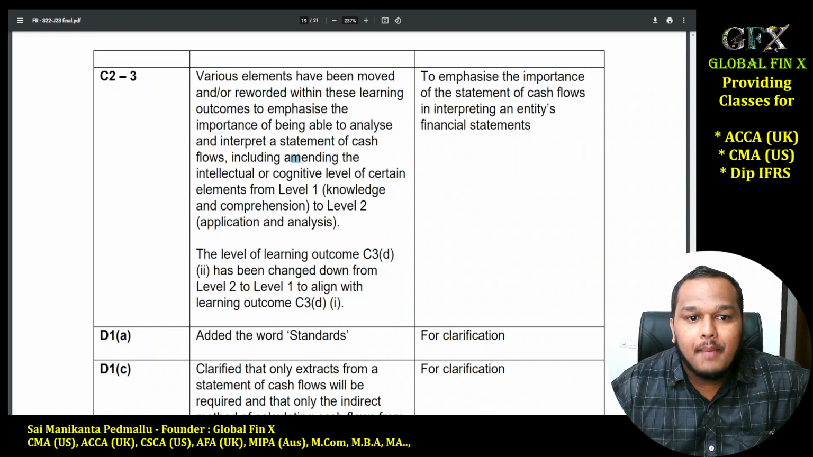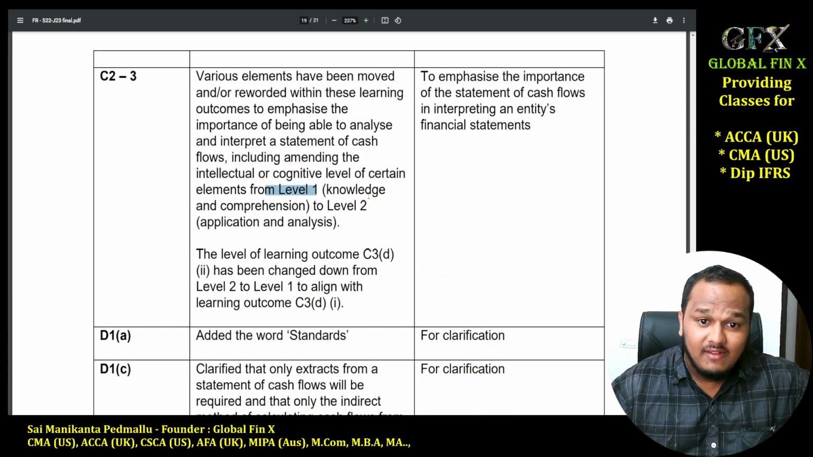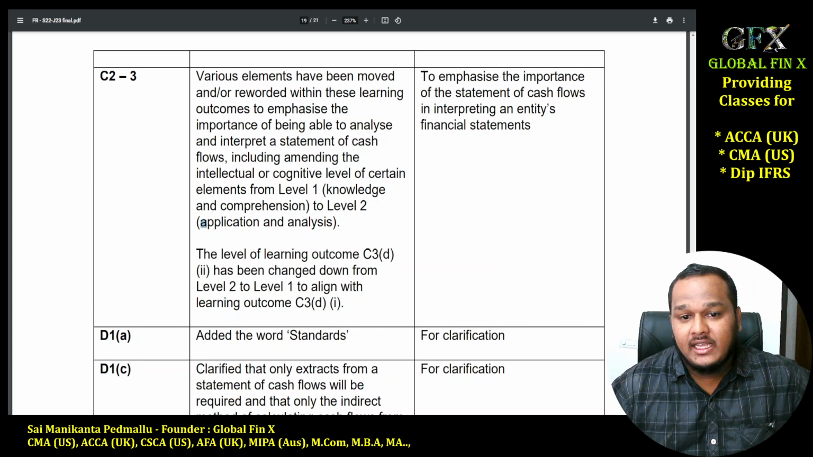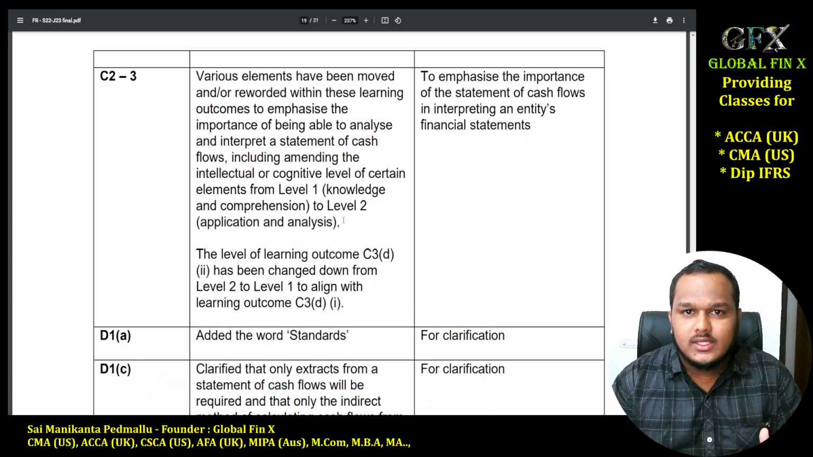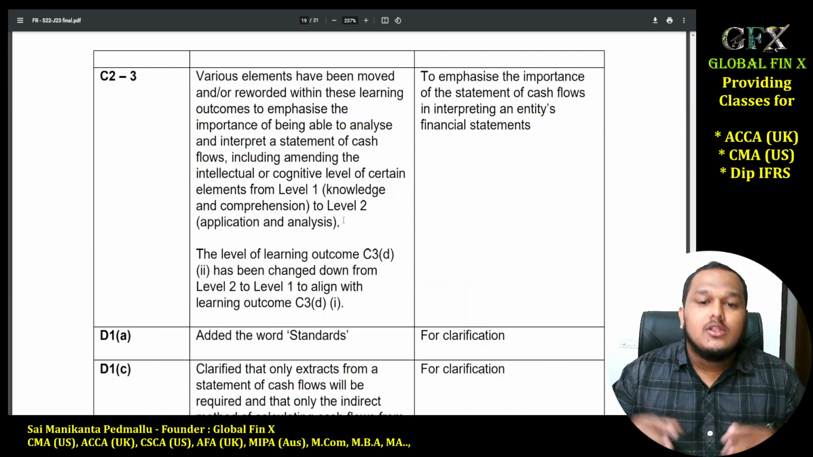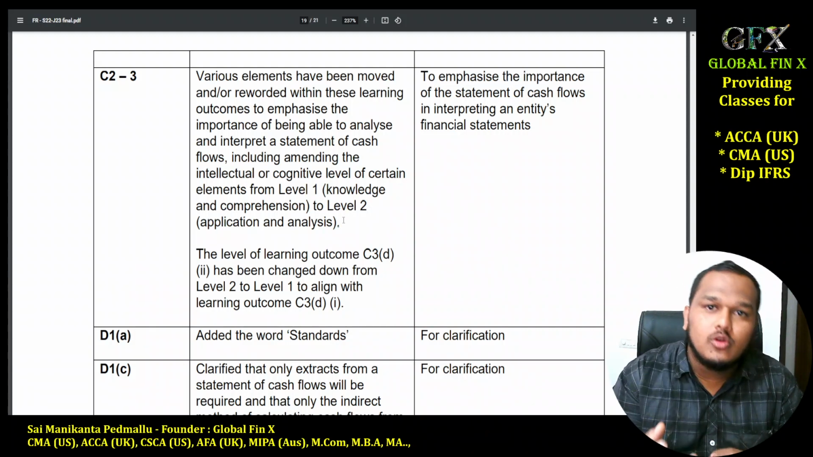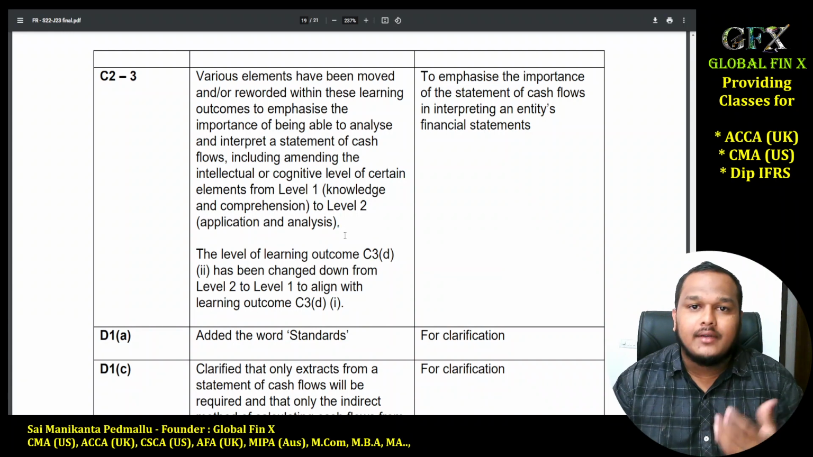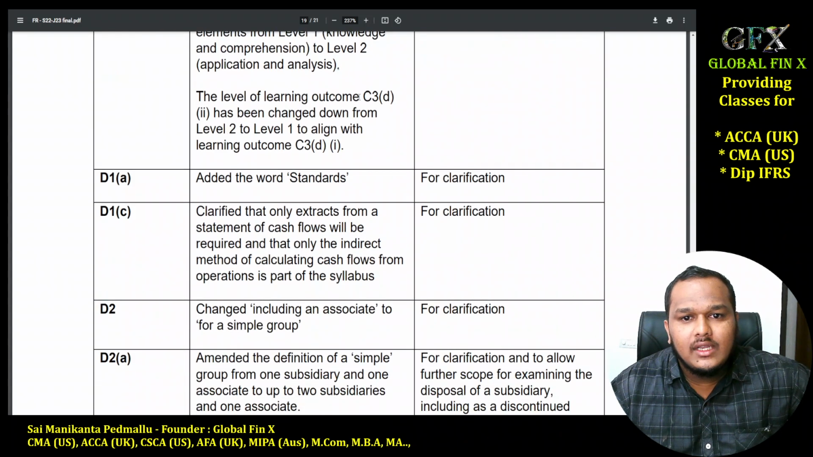You can see here, including amending the intellectual or cognitive level of certain elements from level 1 knowledge and comprehension to level 2 application and analysis. Knowledge and comprehension means you just need to know that concept. Application and analysis means you need to practically apply that to a given scenario. So not just knowing the cash flow statement, but also knowing how to apply those elements that you learn, that is being added. So basically they are going to test cash flow statement a little bit deeper, analysis of cash flow statement.